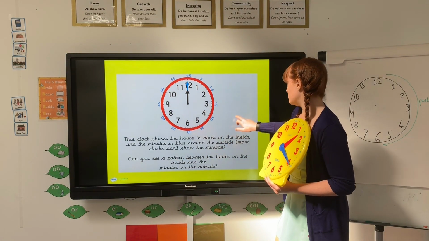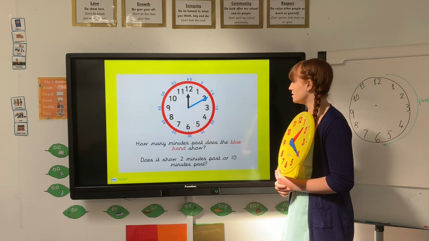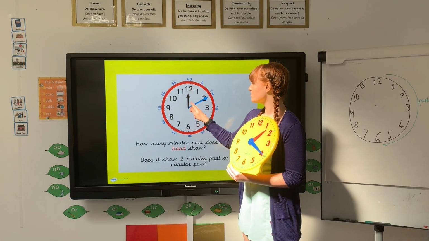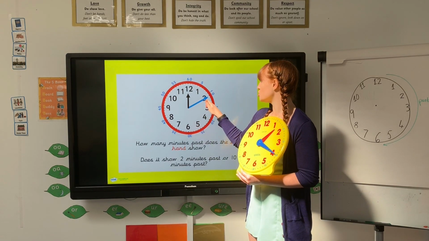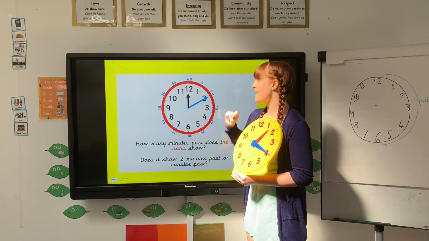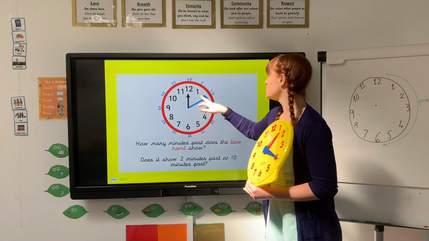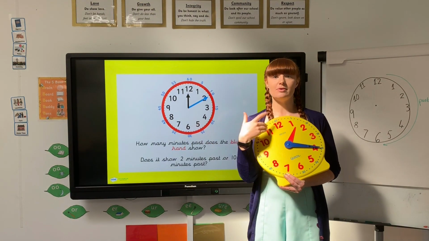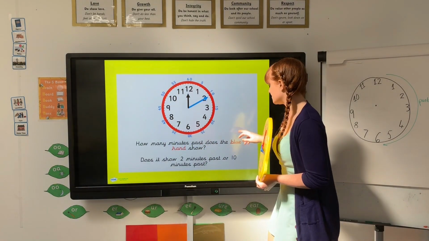So, for example, if I show you on this one, how many minutes past does the blue hand show? Well, you can see that the hour hand, that smaller hand, is pointing at the number 12. And you can see that the longer hand, that bigger hand, that minute hand, is pointing at the 2. So if I start from 12 and we go around in 5s, 5, 10, I know that this clock is showing 10 minutes past 12. And I know it's past because this half of my clock is telling me how many minutes past the hour it is, and this half of my clock is telling me how many minutes to the next hour it is.